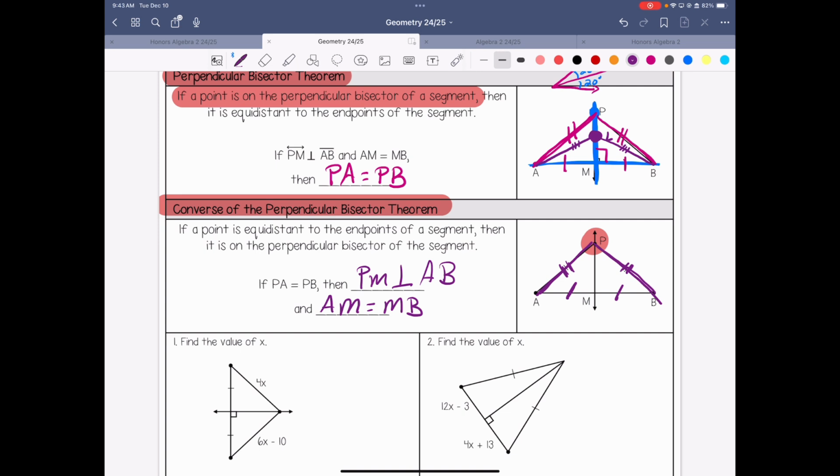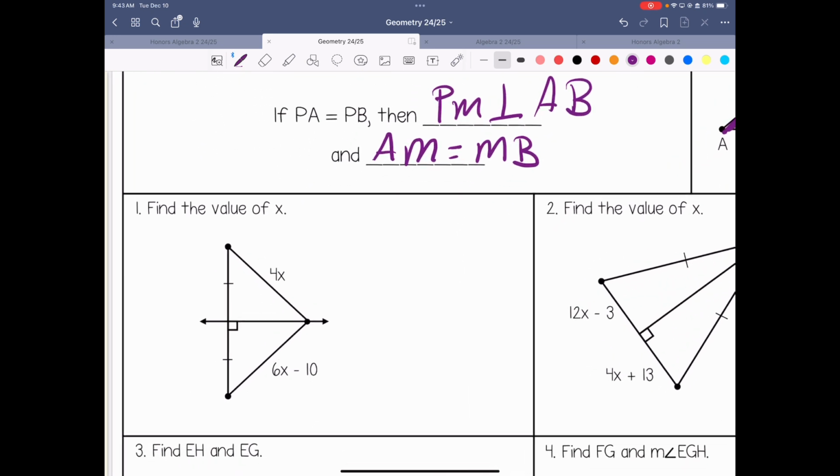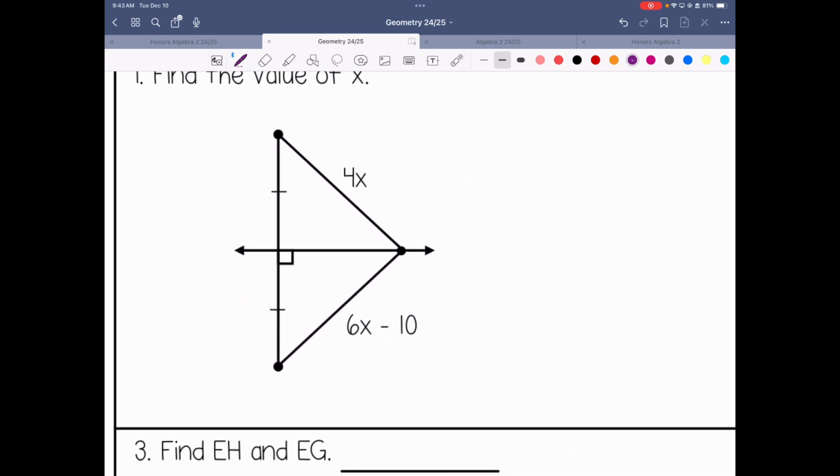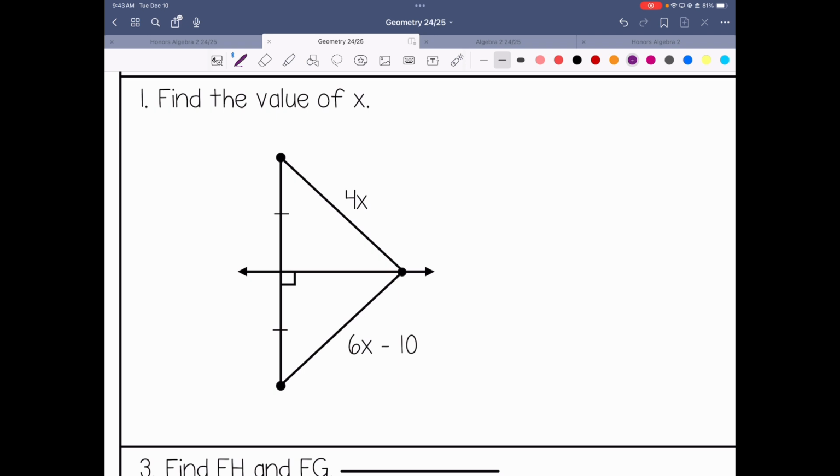So that's what it means to be a perpendicular bisector. Okay? It bisects at a 90-degree angle the segment opposite it, breaking it into two congruent pieces. And then any point on that perpendicular bisector, if you draw lines to those endpoints, they are going to be equal to each other. So if we're looking at examples of this, okay, we've got this drawing here for example number 1. It's telling us to find the value of x.